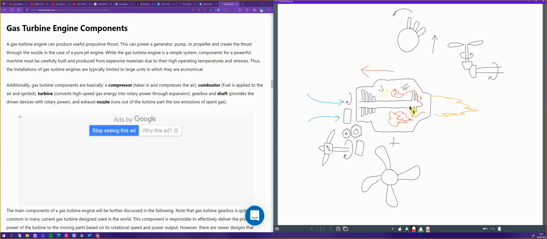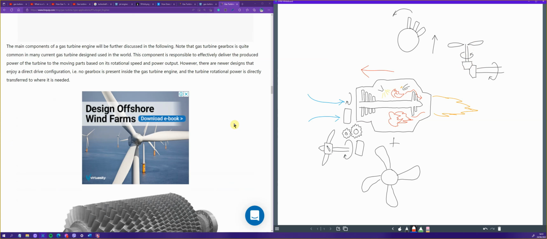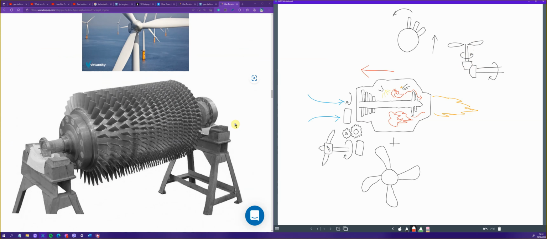So, ito yung turbine. You have the compressor here. You have the shaft. So, yung shaft mo, yun yung nakakabit sa gearbox if it's a turbo propeller, or if it is a turbo fan. Ito yung itsura ng compressor mo.